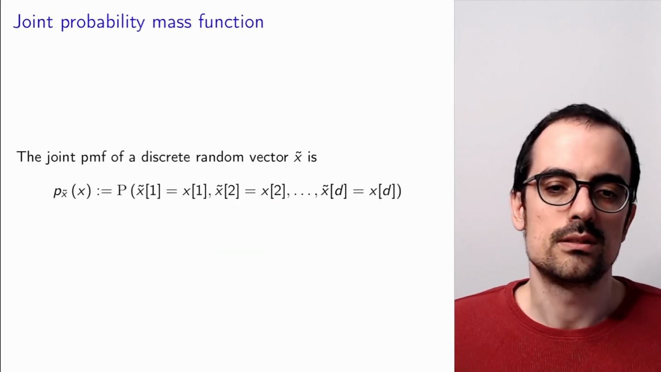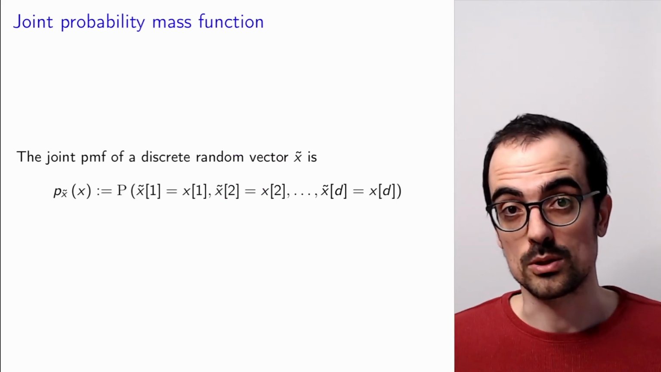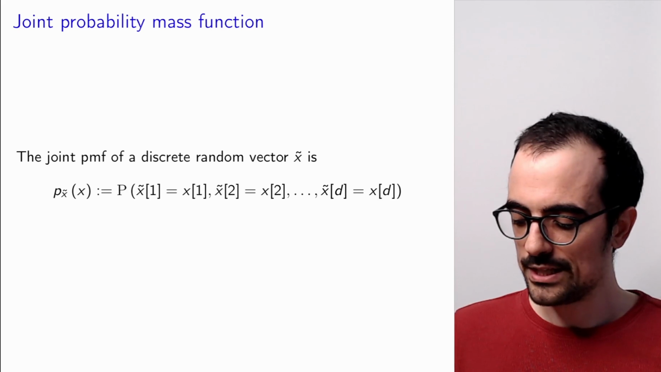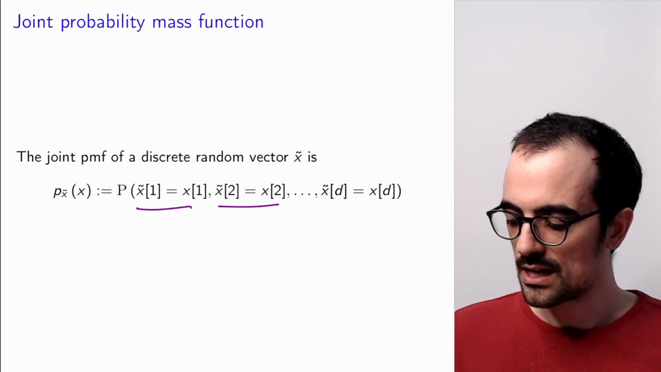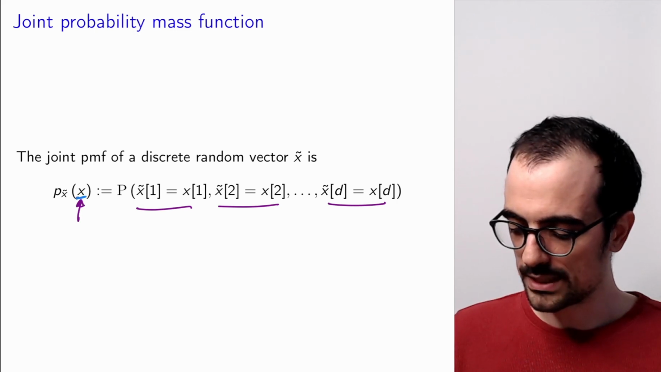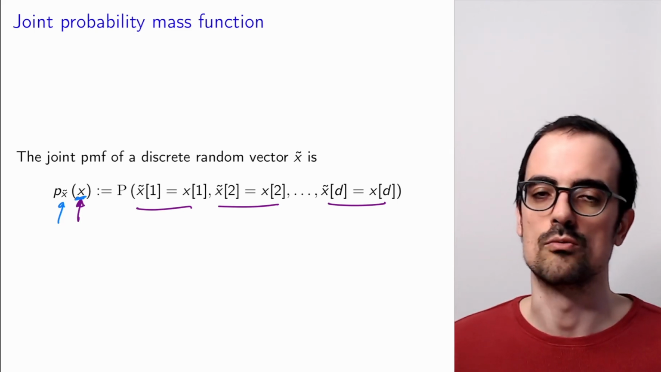We can therefore define the joint PMF of a discrete random vector, or multiple, or D random variables. It's just the probability that each of the random variables, or each of the entries, are equal to, in this case, the entries of this deterministic vector that we put in as an argument. And usually we have this subscript here to indicate that it's the joint PMF of that particular random vector.